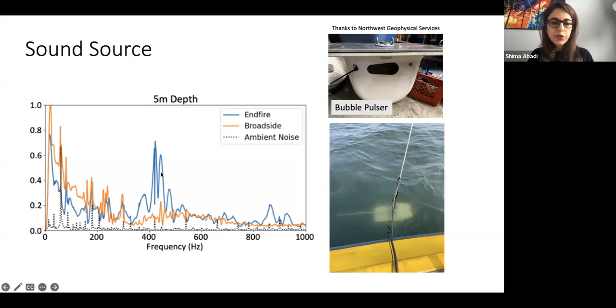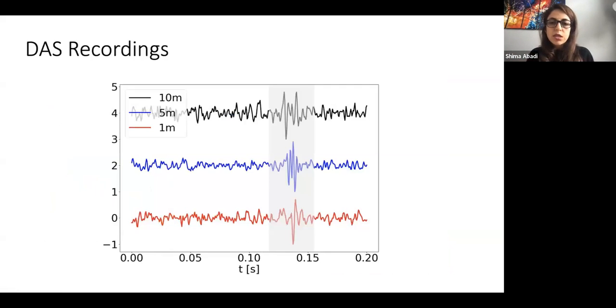We had different characteristics at end fire versus broadside. So we had some big energy between 300 to 500 hertz in the end fire direction. And this is what we will see in both DAS and hydrophone data in just a second. So on the DAS side, I'm showing just a couple of recordings showing that we were able to record this high frequency noise on a couple of channels when the source was at different depths. So in all of them, we were able to record.